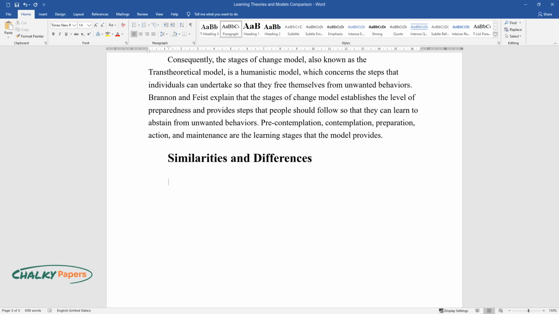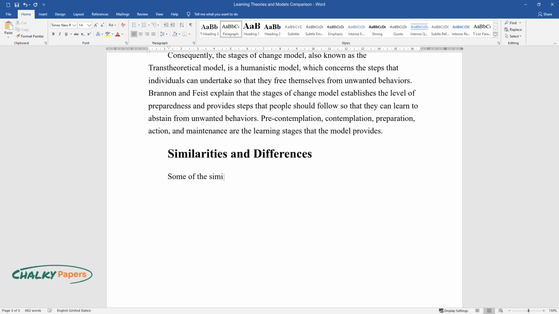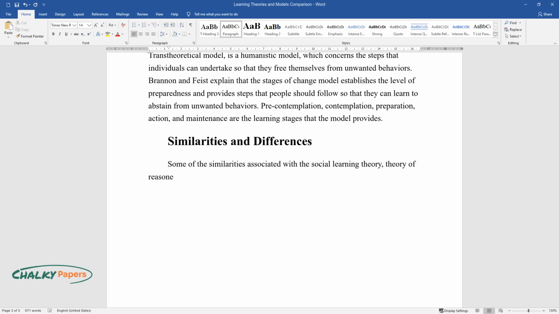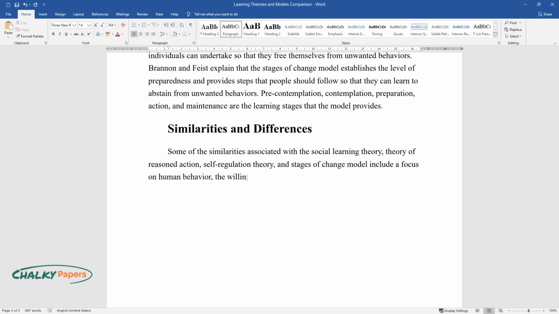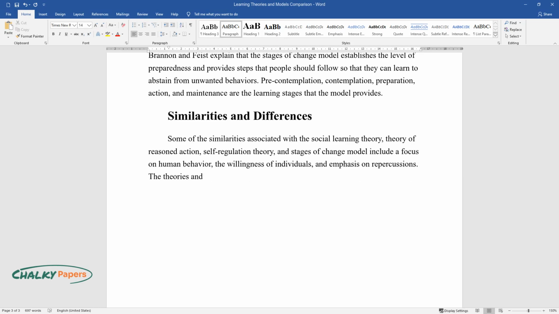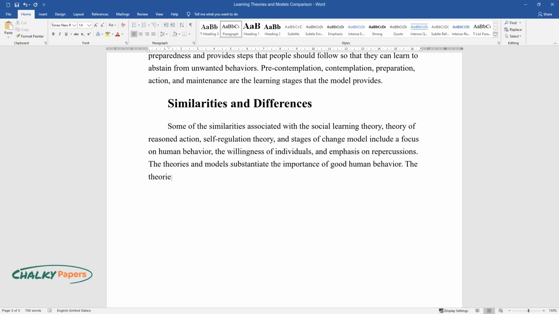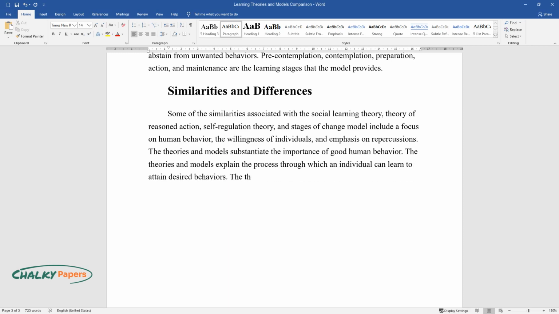Similarities and differences. Some of the similarities associated with the social learning theory, theory of reason action, self-regulation theory, and stages of change model include a focus on human behavior, the willingness of individuals, and emphasis on repercussions. The theories and models substantiate the importance of good human behavior. The theories and models explain the process through which an individual can learn to attain desired behaviors.